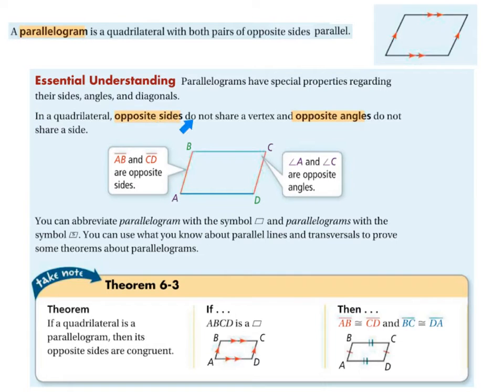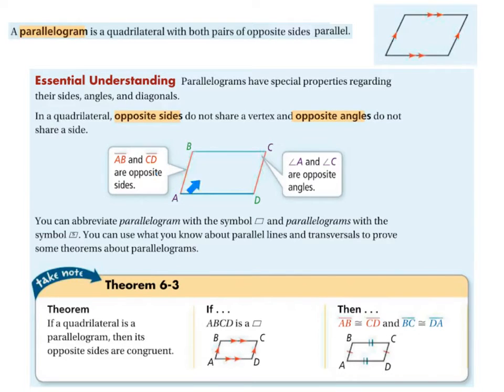Opposite sides, just to be clear on what we're talking about, don't share a vertex. This side has this vertex and that vertex. This opposite side has that vertex and that vertex. They don't share a vertex. The opposite angles, like this angle and this angle, are composed of different sides. They don't share sides. So this angle is made up of this and this side. The opposite angle is made up of that and that side. So just to be clear about what we're talking about when we say opposite sides and angles, okay?